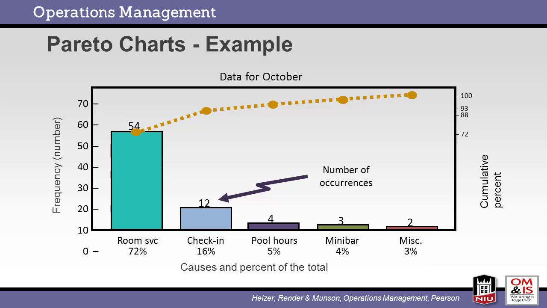Here's an example of a Pareto chart of complaints at a hotel. We start with room service at the left with 72% of the complaints. If we can resolve the room service issues, we will have a greater impact than if we had resolved all of the other issues. In practice, we would take action to resolve the room service issues. Once fixes have been implemented and the process stabilized, we would collect the data again to identify the next action item.